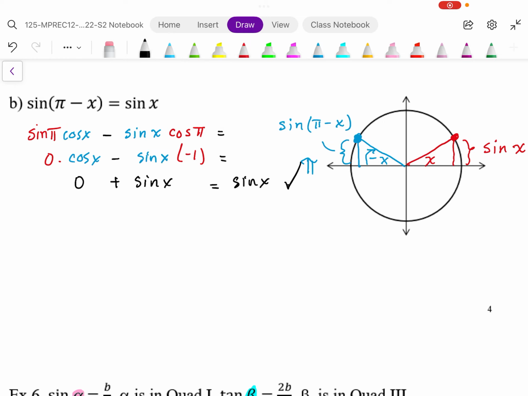So we've proven this identity using the difference identity for sine. And again, that proves the same thing as we did geometrically in the circle. But in this case, using a formula, and once we know this formula, this is actually much easier to do than showing it geometrically in the diagram.